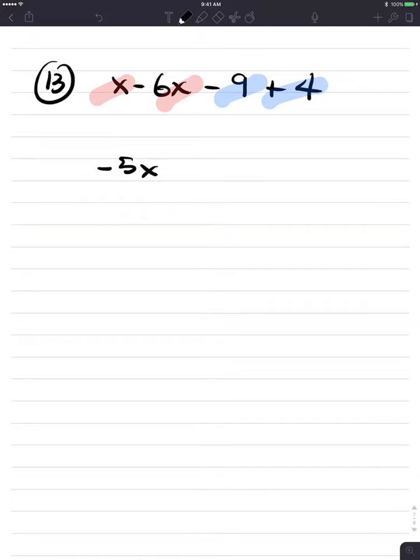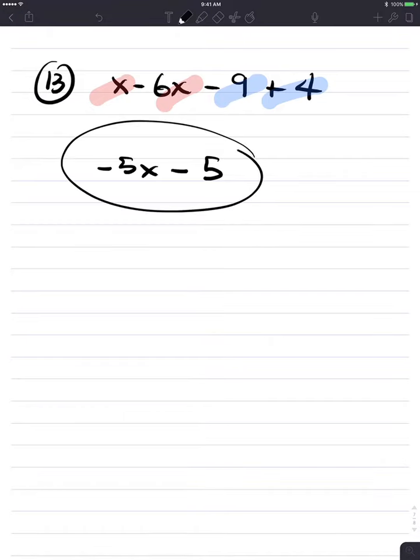Number 13. X minus 6x minus 9 plus my 4. X and x, these terms are like. Negative 9 and 4, they are like. If I have an apple and I owe 6 apples, I owe 5 apples. Negative 9 plus 4, if I owe $9 and have $4, I'm going to owe $5. We have combined like terms.